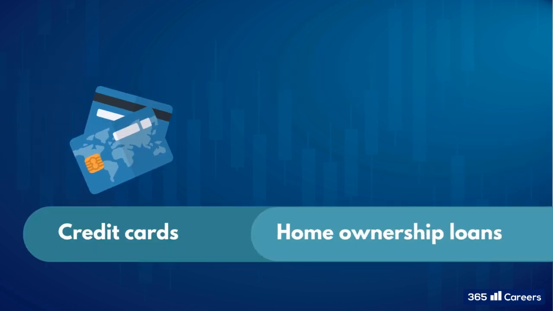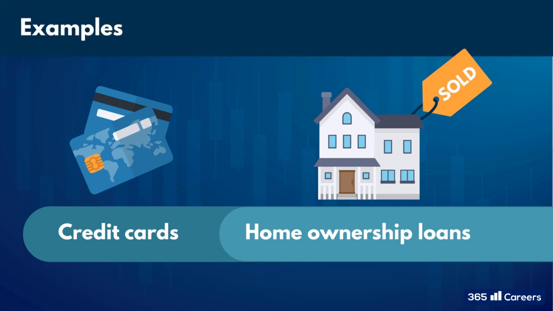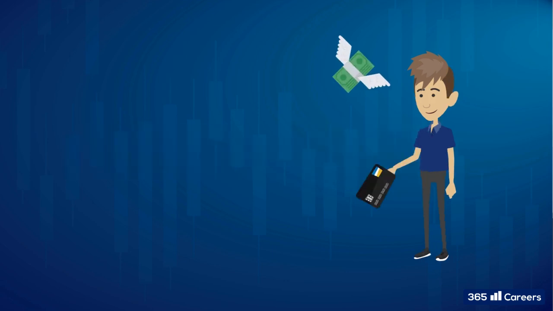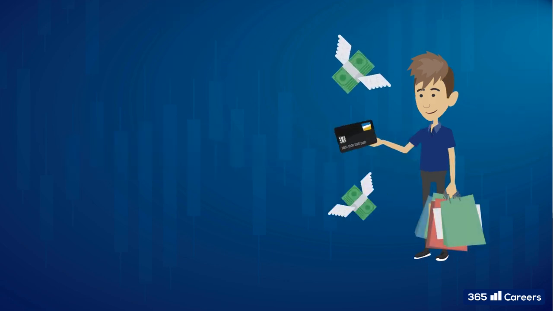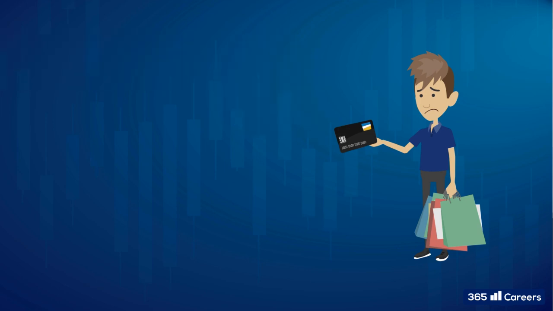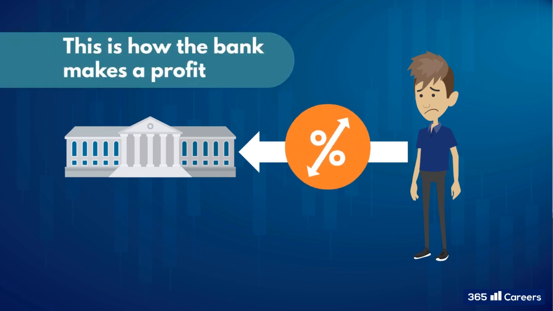Credit cards and home ownership loans are two very good examples of credit provided by lenders. So, when a bank gives you a credit card, you can spend as much money as you want, up to a certain limit, called credit limit. This money is not yours, and you are required to repay the respective sum to the bank. Typically, you have to repay with interest, and this is how the bank makes a profit.